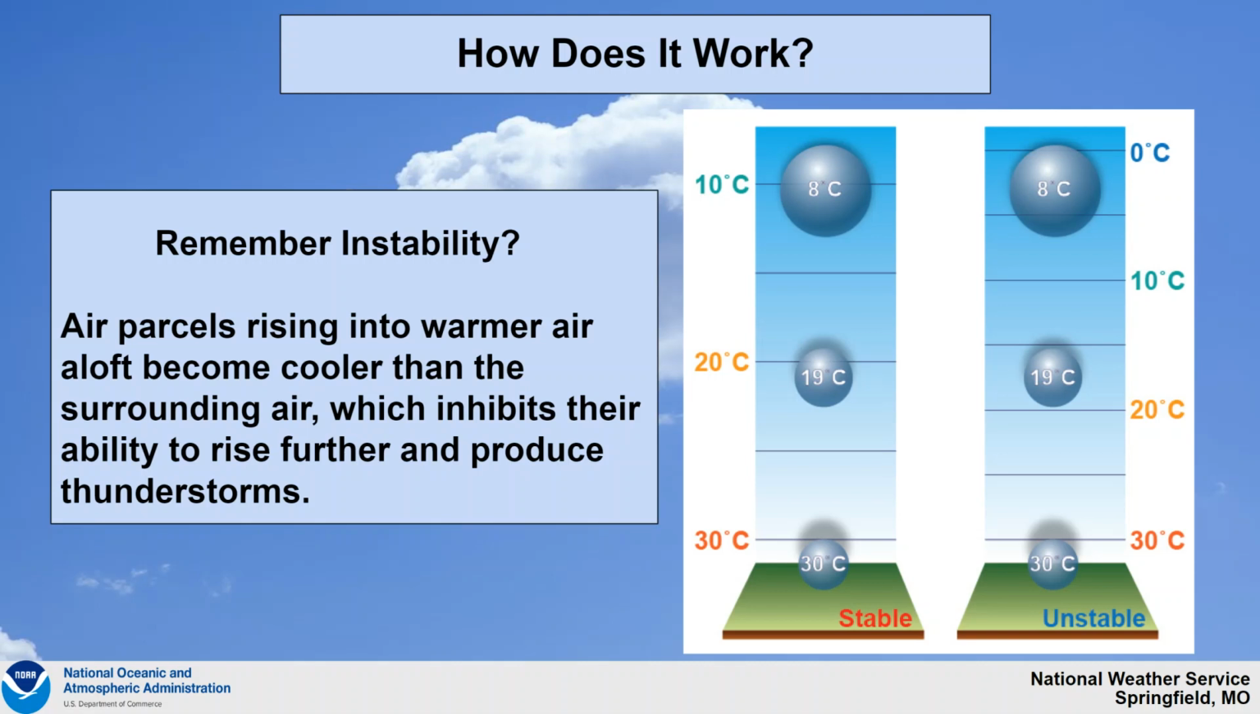Take a look at the example here on the right-hand side. Notice the air parcels in the stable column. Those little air bubbles will rise. However, notice that their temperature is cooler than the surrounding air. Therefore, those parcels can't keep rising and they'll begin to sink. Whereas the ones on the right-hand side will continue to rise because they are warmer than the surrounding air.